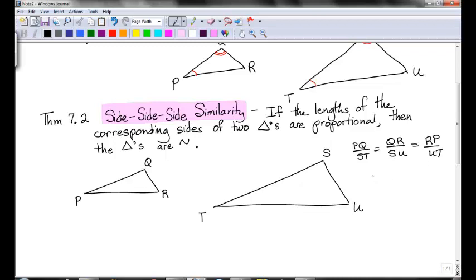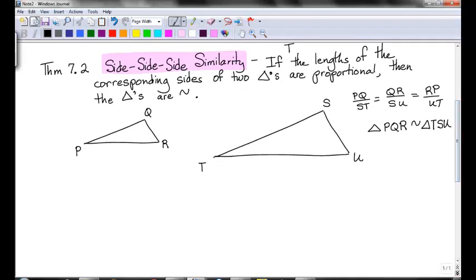And then, if that's true, then triangle. Now, the order that you write the similarity statement is like P is to T. So it would be triangle PQR is similar to triangle TSU. Now, I can cycle through those. Like I could go triangle QRP is similar to triangle SUT. It cycles through on both sides. Okay, so we've got angle, angle, and we've got side, side, side.